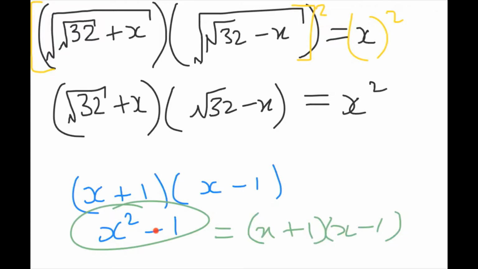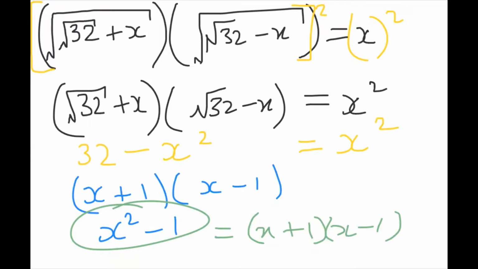So we can go from this step almost to this step here, meaning the next line, I'm going to just write it in yellow, is going to be square root of 32 times square root of 32, which is only 32, minus x squared equals x squared.